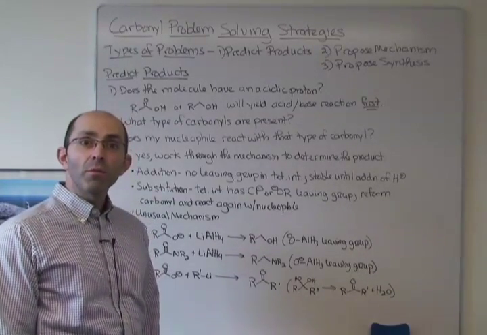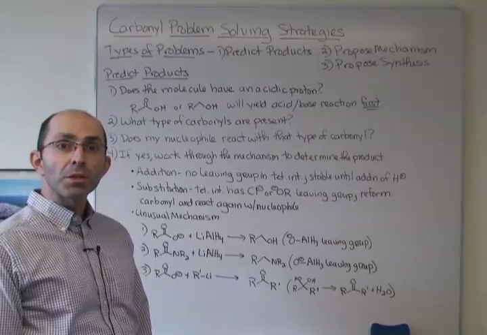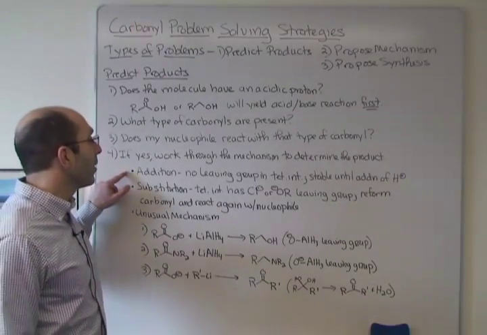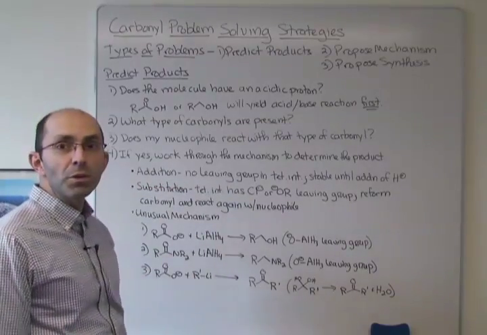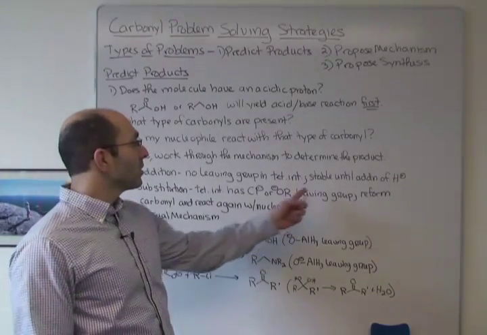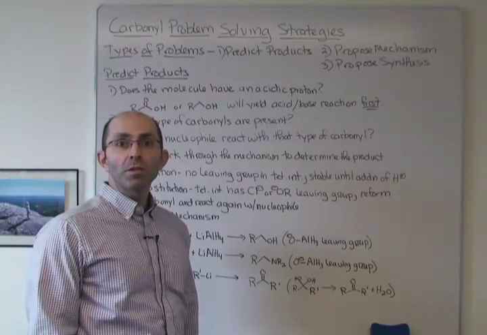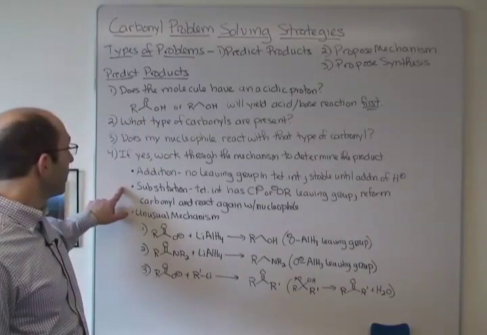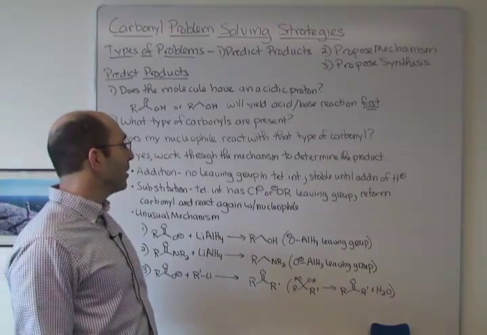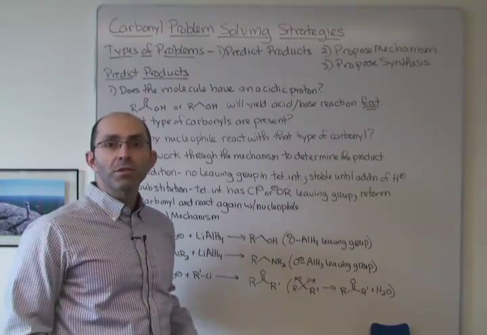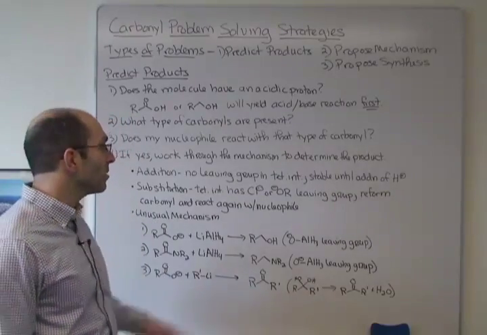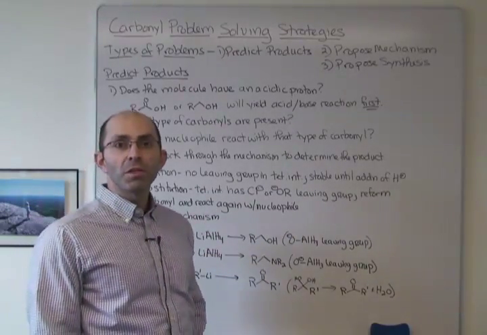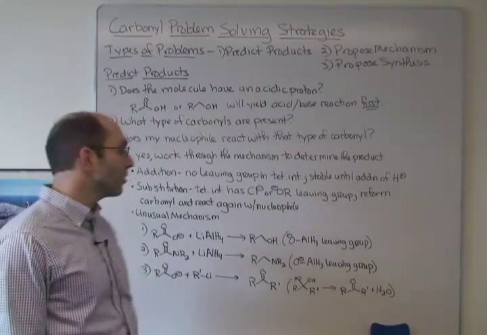And again, we have some very clear mechanistic options for the reactions we've been looking at. Is it addition? There's no leaving group in the tetrahedral intermediate. It's stable until addition of H+, so that's going to yield alcohols. Is it substitution? The tetrahedral intermediate has Cl- or OR- leaving groups. If that's the case, reform the carbonyl and react again with the nucleophile. We've seen this in the case of acid chlorides and esters.